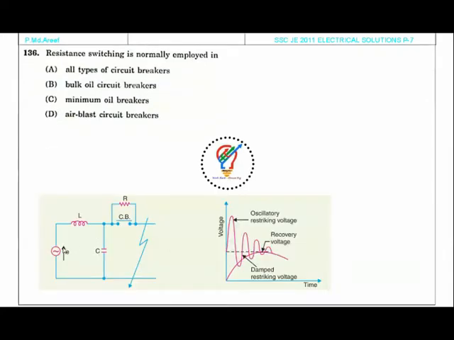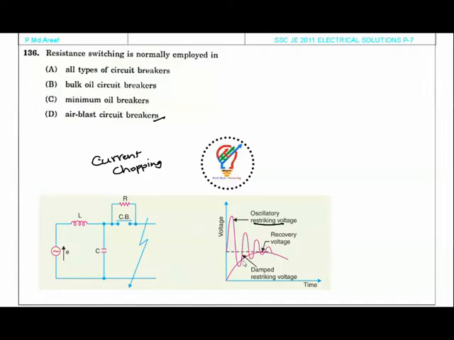So as you can see here, in air blast circuit breakers, the capacitance effect is more. That is nothing but current chopping. Current chopping phenomena is more in case of air blast circuit breakers. So in order to avoid that, we are using resistance here. As you can see here, the voltage and time, the voltage will be oscillatory in nature. The oscillatory restriking voltage here.